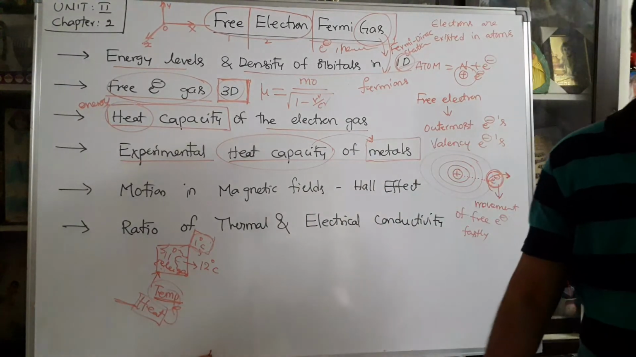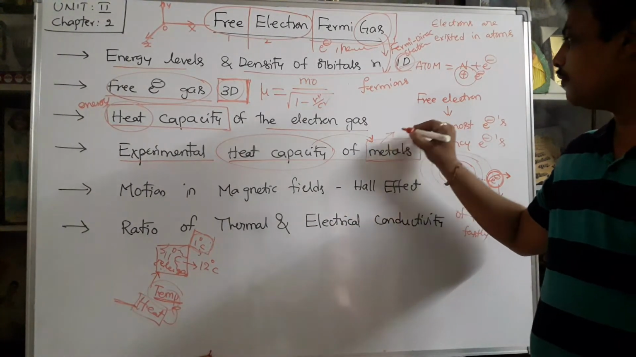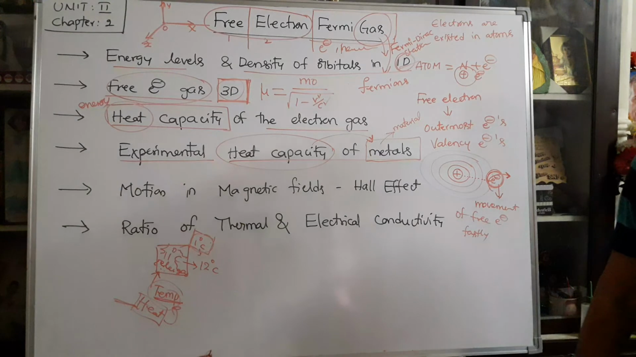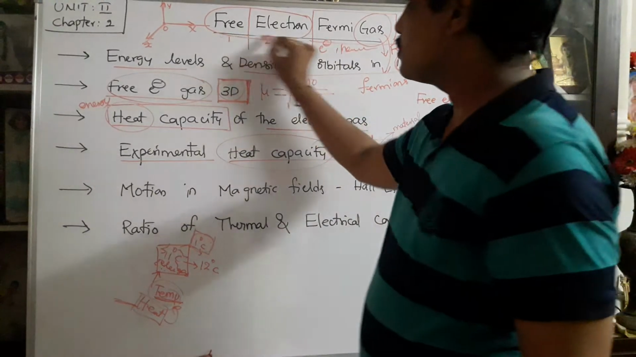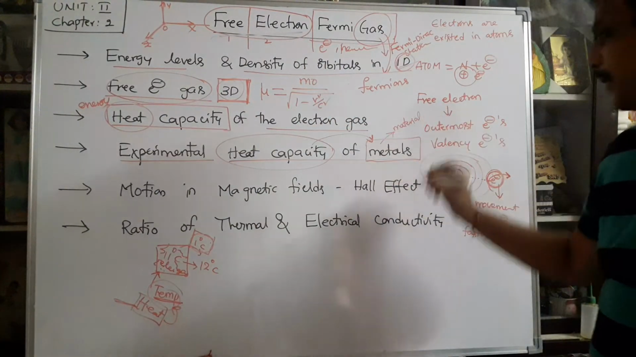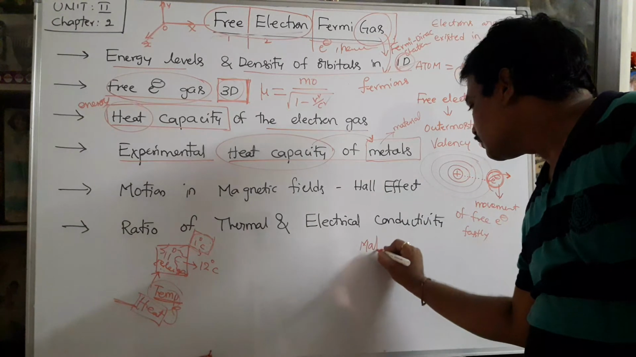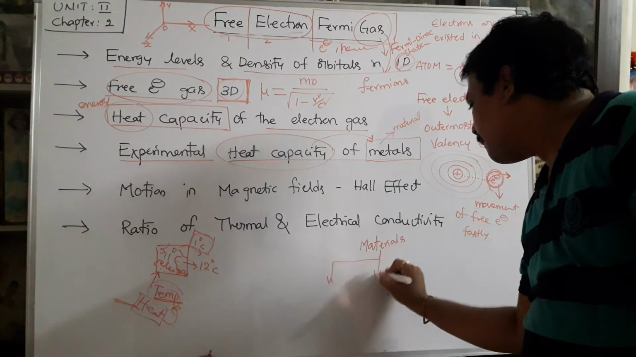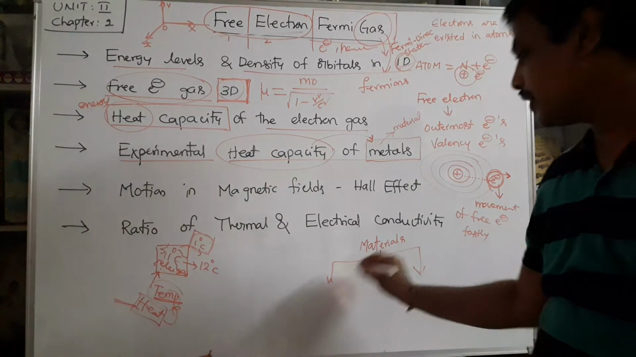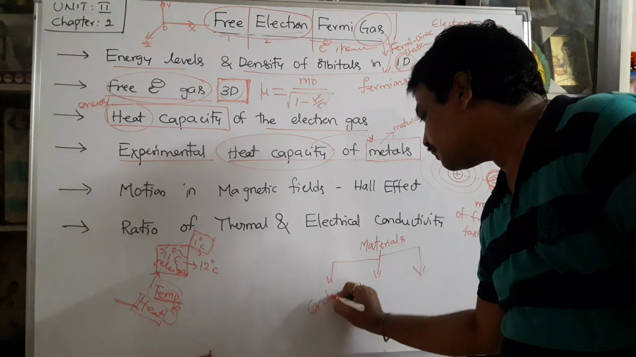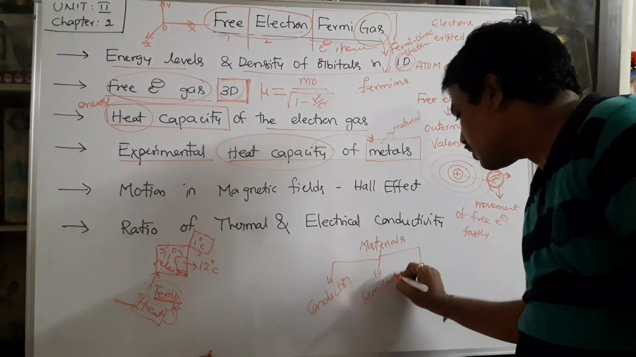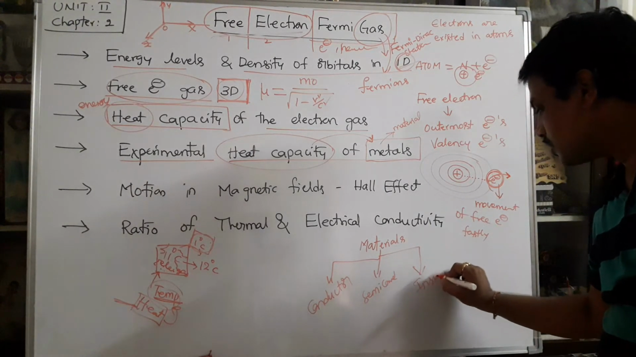So, what is metal? Metal is nothing but a material. Based on electrons, particularly free electrons, materials can be classified into, according to the textbook point of view, 3 types. One is conductors, second one is semiconductors, third one is insulators.